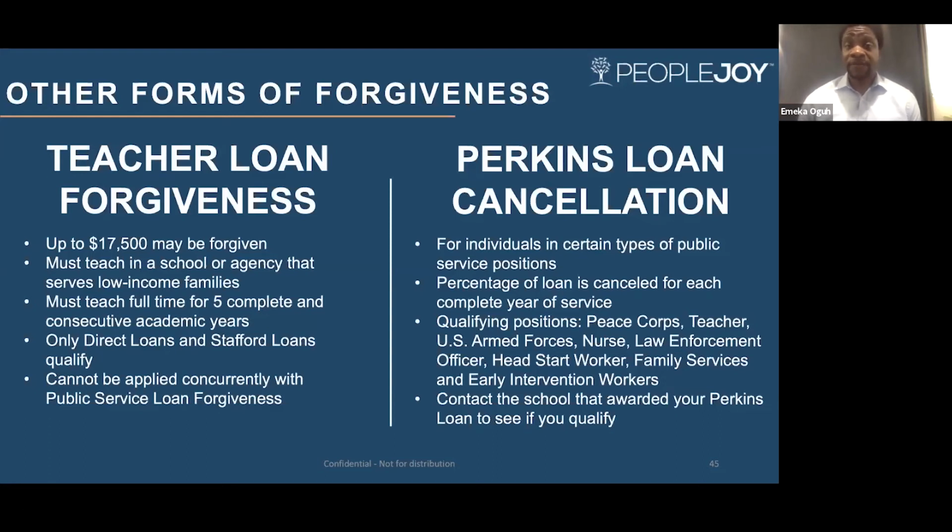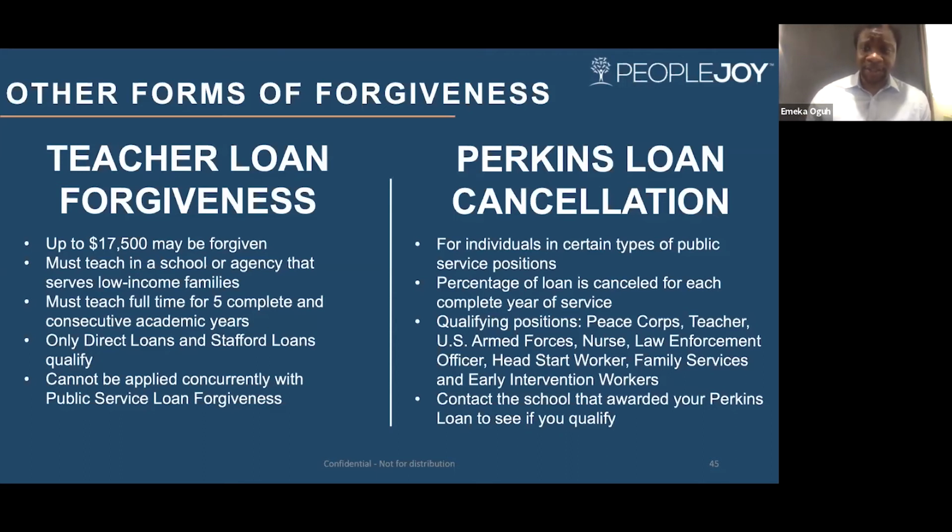There are other forms of forgiveness. So teacher loan forgiveness allows you to have up to $17,500 forgiven, depending on the subjects that you teach, and that's after a period of 5 years. Unlike public service loan forgiveness, that does have to be consecutive. So the teacher loan forgiveness does not allow for breaks. You do have to work, I think, at least 6 months out of the academic year to qualify for teacher loan forgiveness of up to $17,500.